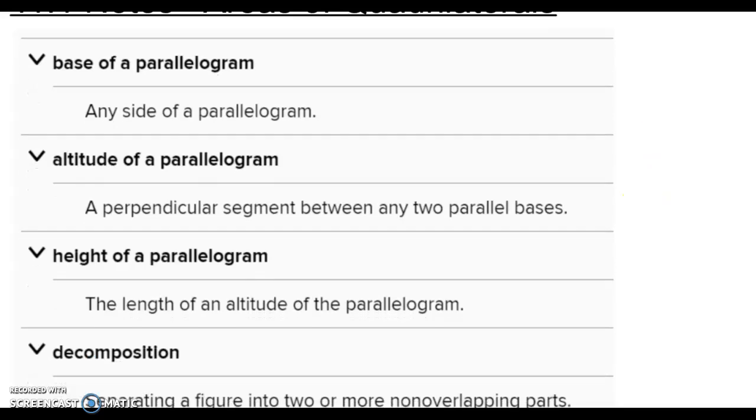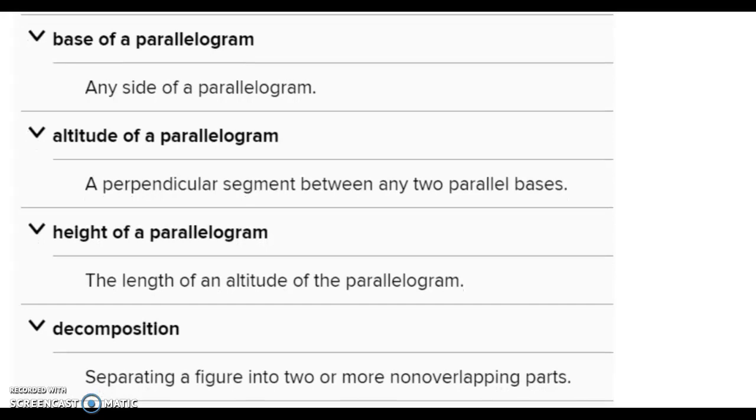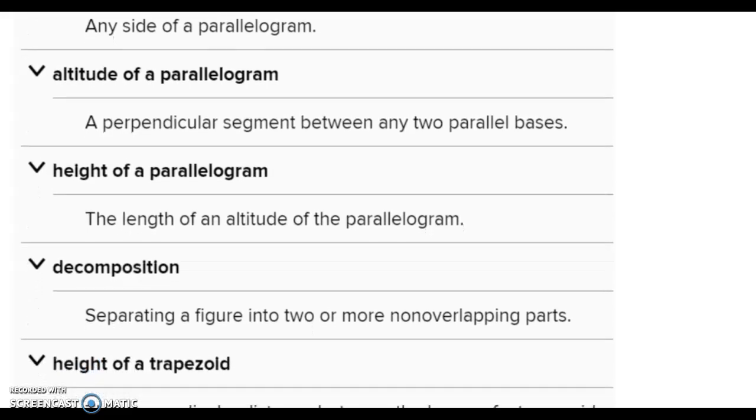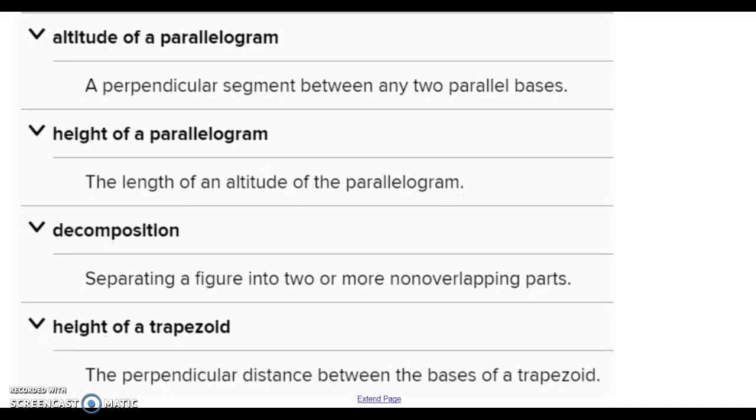So we start with just some vocab. Base of a parallelogram is any side of a parallelogram. Altitude of a parallelogram is a perpendicular segment between any two parallel bases, and all these are going to be labeled in the diagrams that we're going to see, but this vocabulary is going to come up in these formulas for the areas. So just having this all in one spot is going to be a little helpful.